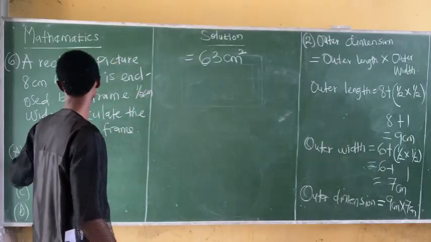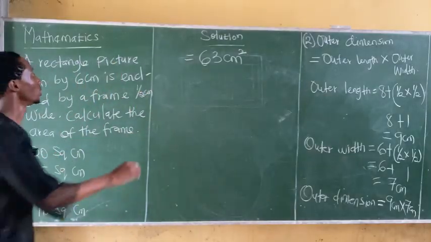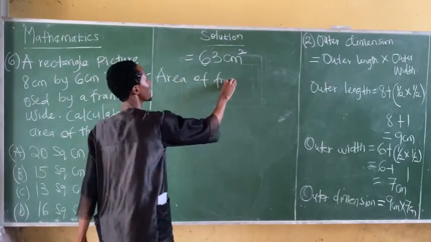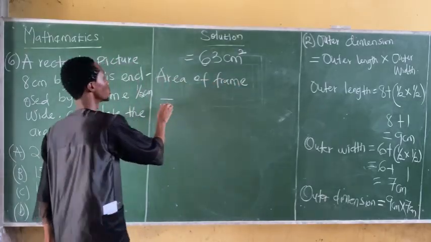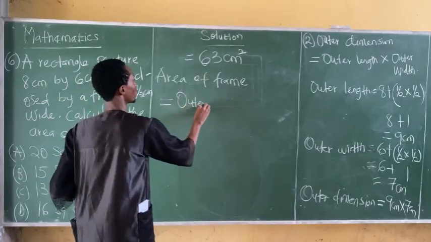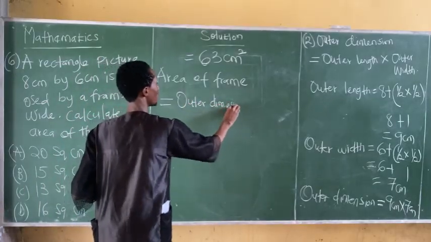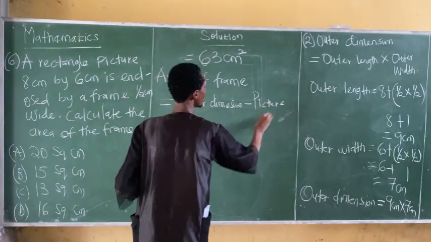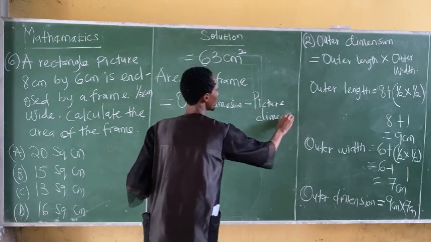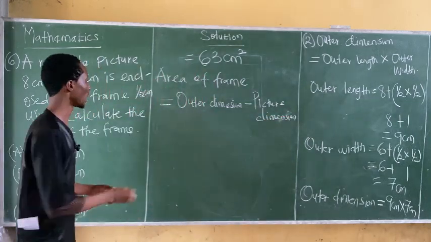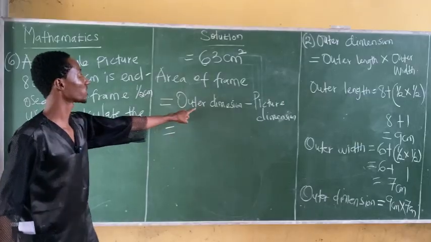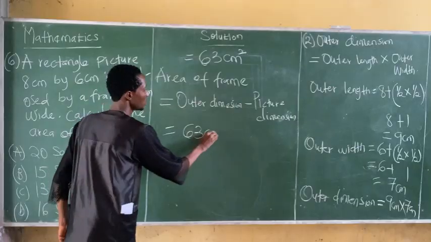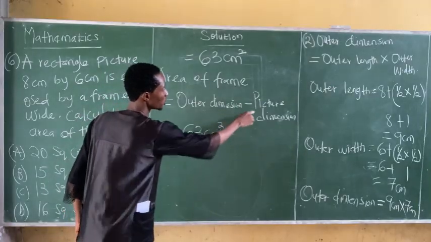The third thing now is to find the area of the frame. Area of the frame is equal to outer dimension minus the picture dimension. So if we substitute the values, don't forget the outer dimension we have here is 63 cm squared. So we have 63 cm squared minus the picture dimension.